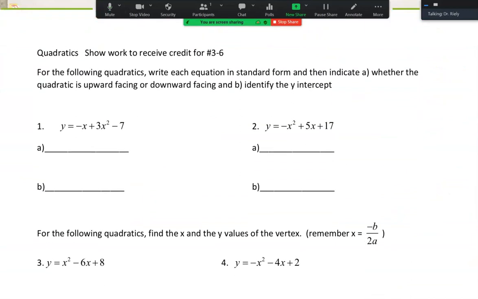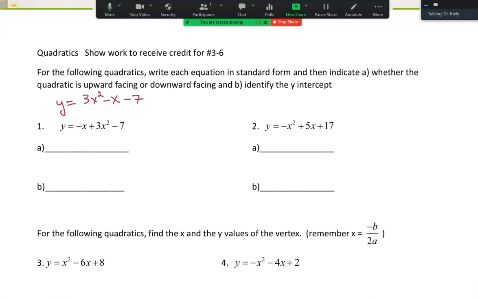So first off, it says, write each equation in standard form and then indicate whether the quadratic is upward facing or downward facing. So that's in A. And then in B, identify the y-intercept. So first step, let's write it in the proper form. So y equals, the x squared comes first, 3x squared minus x minus 7. That's the proper form. Okay, the second one's already in the proper form, so we're okay there.